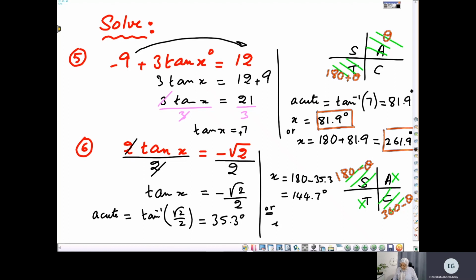Name it x. Titles are very important. Or accuracy. X equals 360 minus this acute. Where is the acute? This one. 360 minus 35.3 equals 324.7. Let's check our work.